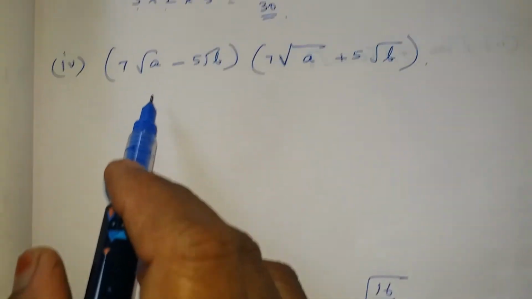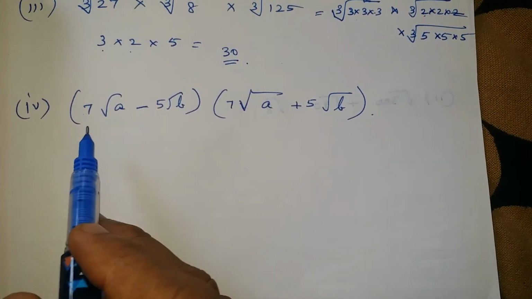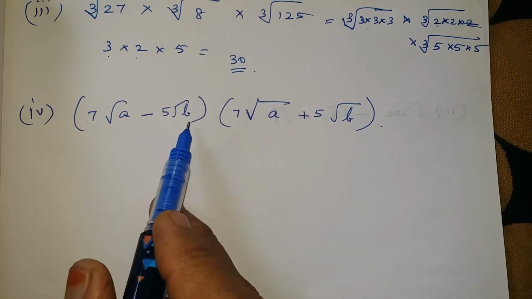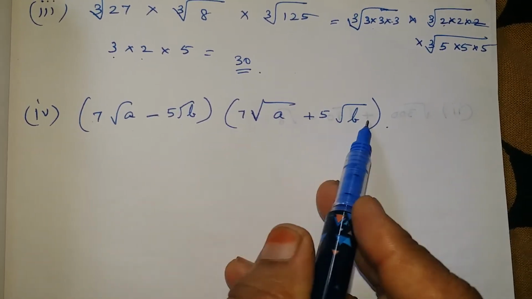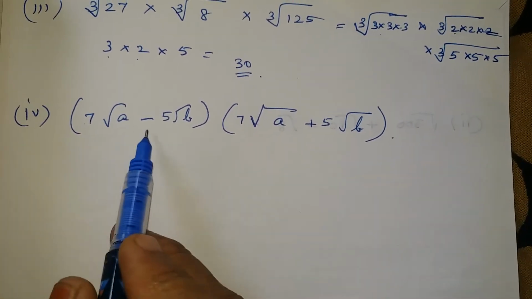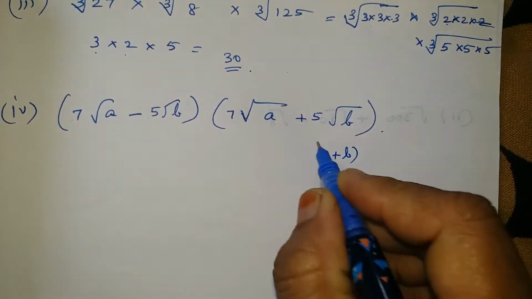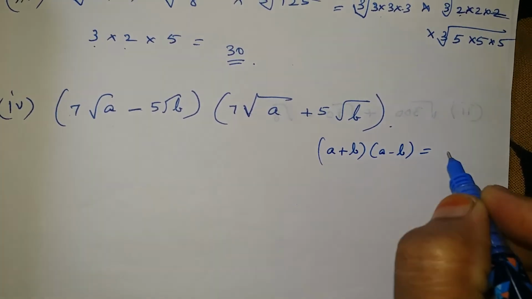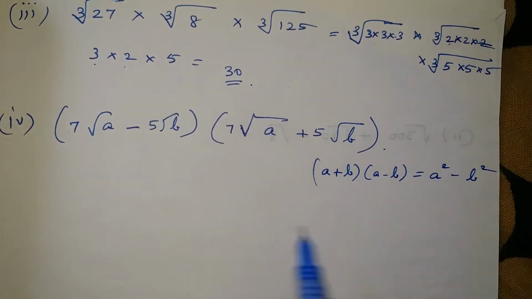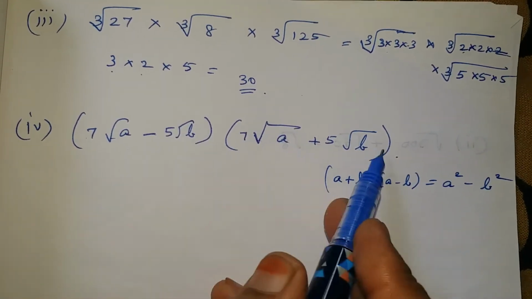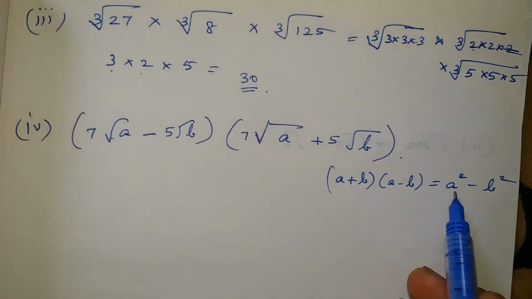Now for the fourth subdivision, (7 root a minus 5 root b) into (7 root a plus 5 root b). This is what form? (a plus b) into (a minus b) form. So you know (a plus b) into (a minus b) is equal to a square minus b square.